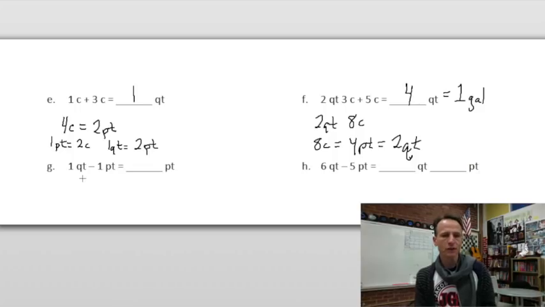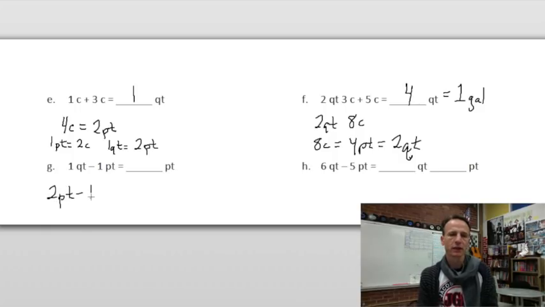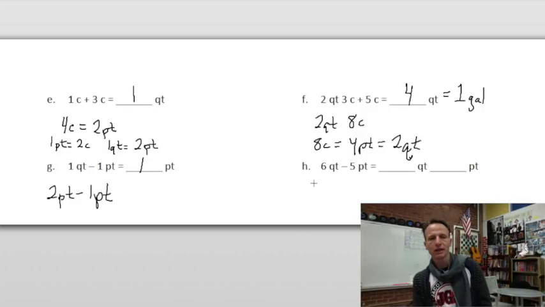We have 1 quart minus 1 pint leaves how many pints? All right, so let's think about this. In order to work with quarts minus pints, it'd be good to put the quarts into terms of, that's right, pints. And we wrote here 1 quart equals 2 pints. So this is like saying 2 pints minus 1 pint leaves, well, we can do that, right? 1 pint. Beautiful.